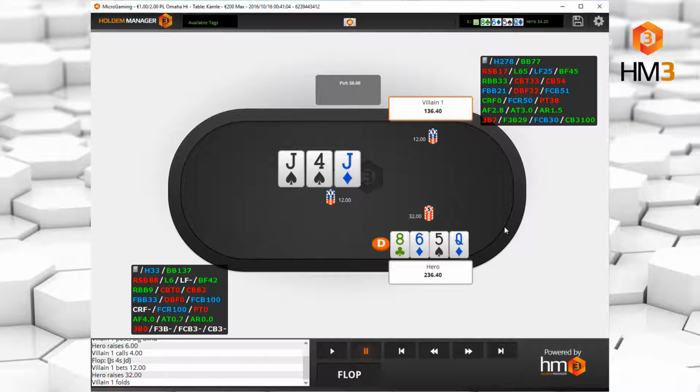In summary, the donk bet flop statistic is useful in gauging your opponent's entire flop strategy, including not only their donk bet betting range, but also their checking range and their check raising range. So I'd strongly recommend incorporating the donk bet flop stat into your HUD.